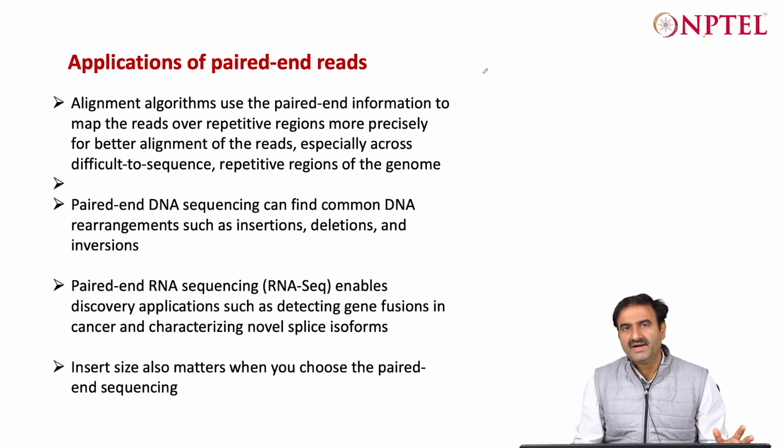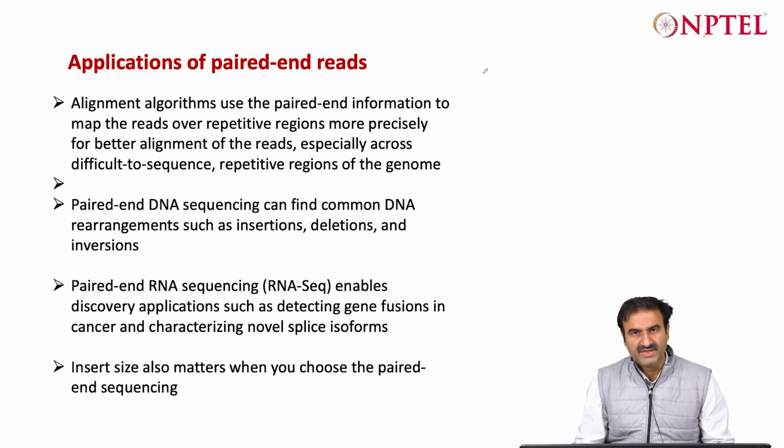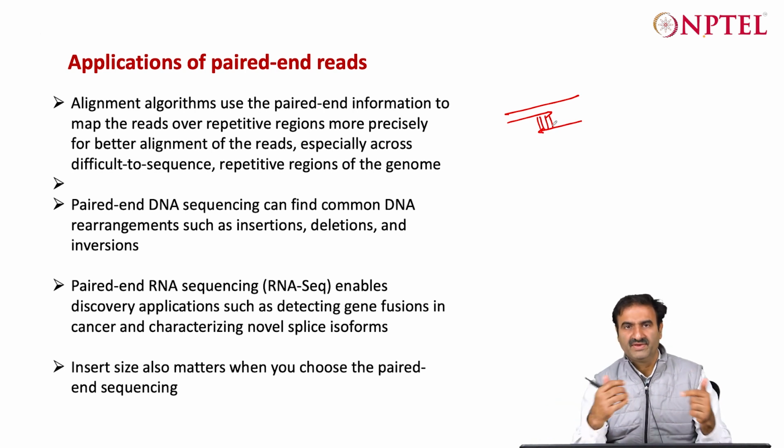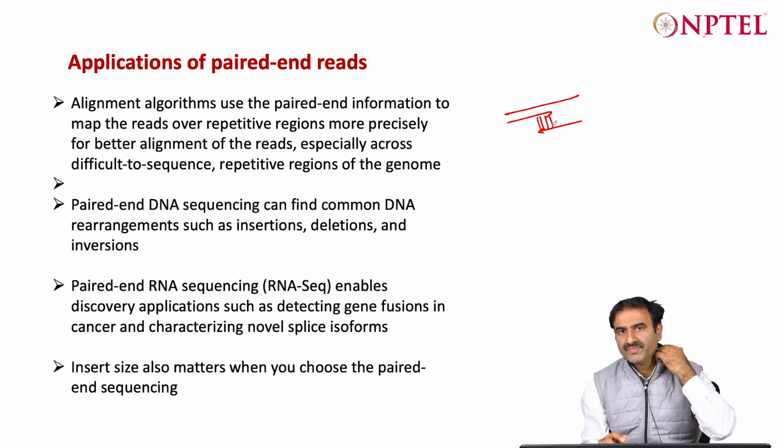Okay, so basically paired end reads can have multiple uses. One is to help you in the assembly. Second, sometimes if you choose a very small insert size, this is your total DNA, a fragment, you have made smaller fragments. So if I read 150 from this side and 150 from this side, there will be some overlap, which can help you to assemble these paired end reads together also.